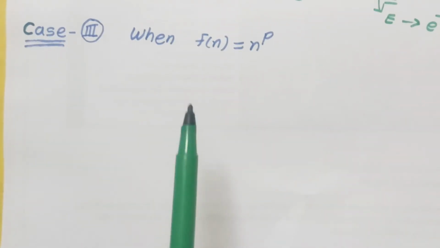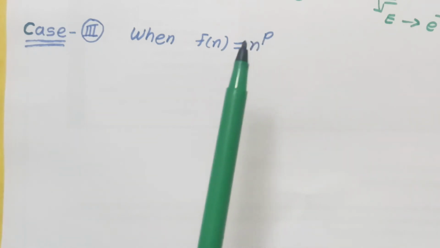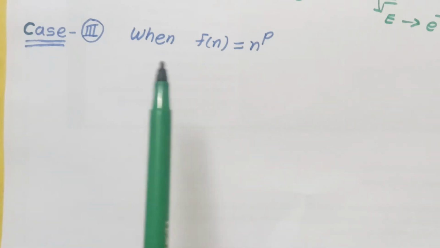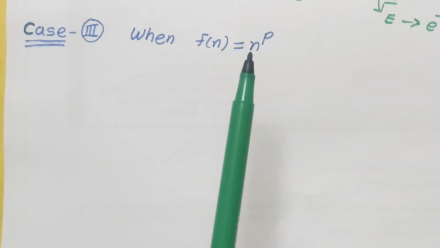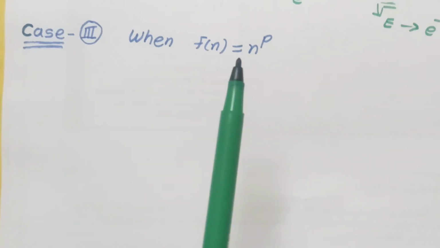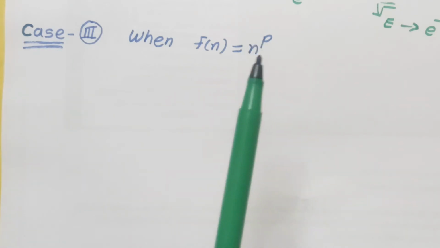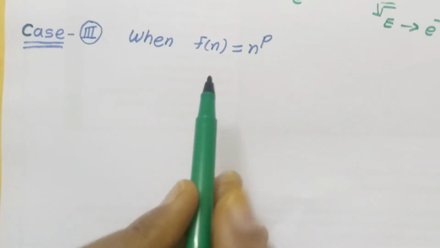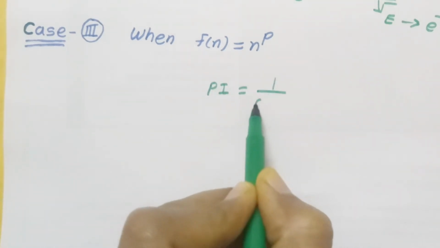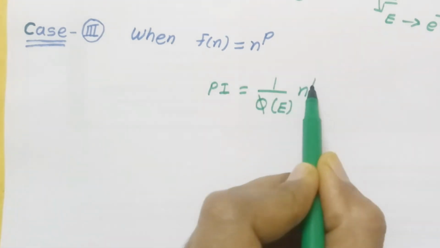Now the next is, if f of n equals n raised to power p, that is variable raised to power constant. Here the first case was constant raised to power n as our variable, and in this case number 3, the constant is contained in the power of n. Now for this case number 3 we are taking pi equals 1 upon, again the same function of e operating on n raised to power p.